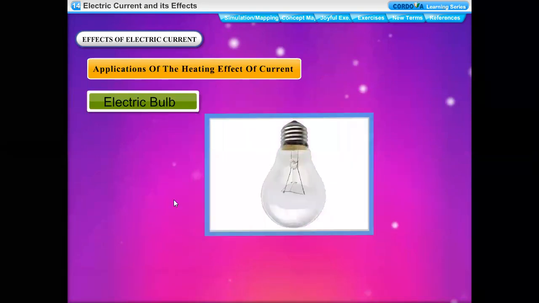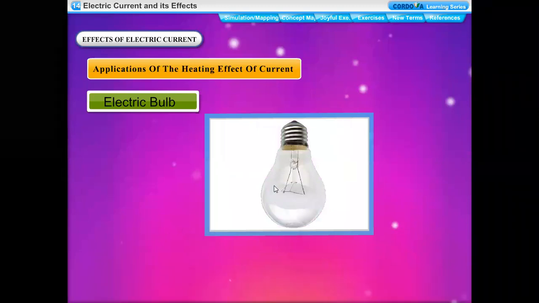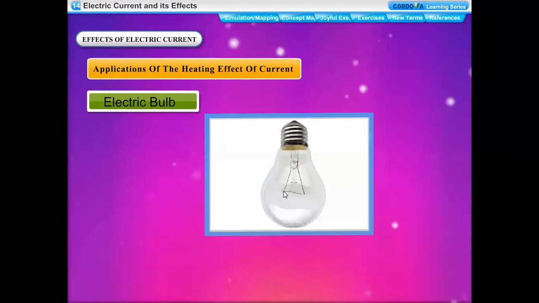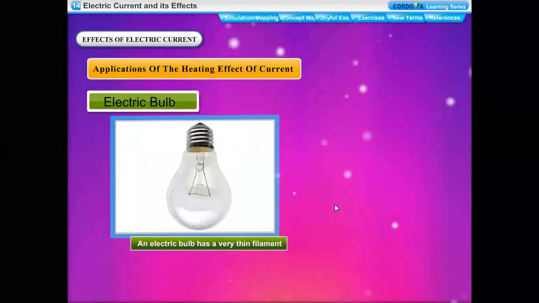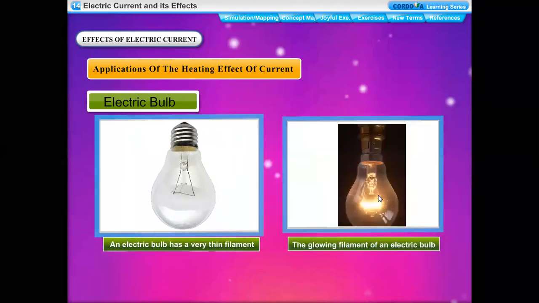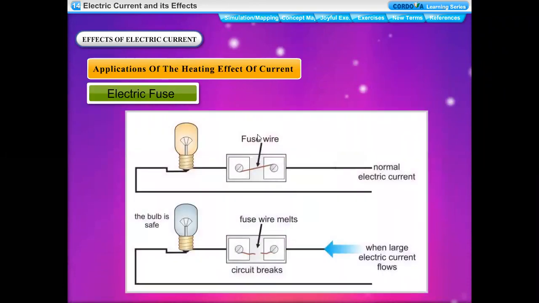Electric bulb is a very common basic example of the heating effect of electric current because it produces light when the filament, which is made of tungsten, this thin line, becomes hot. When we switch on the current, it becomes hot and glows, and then it produces light. In this picture you can see the tungsten.